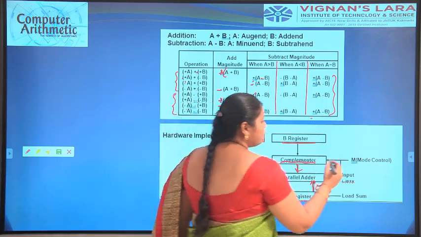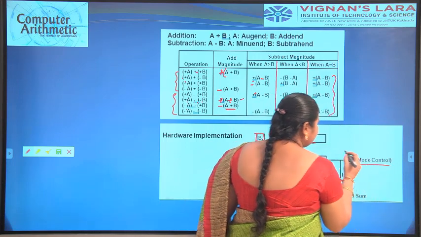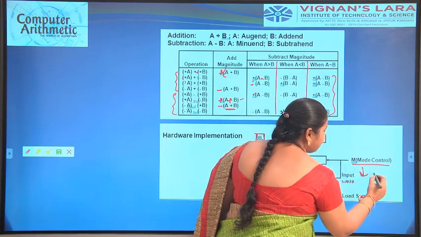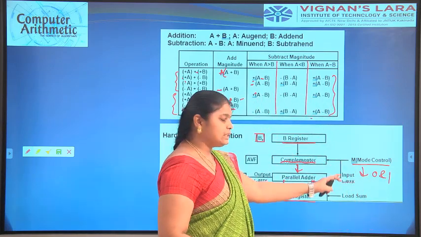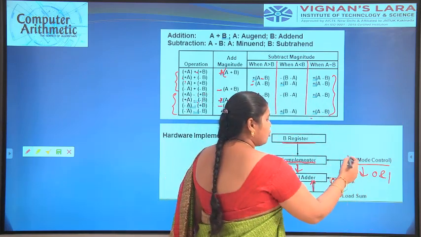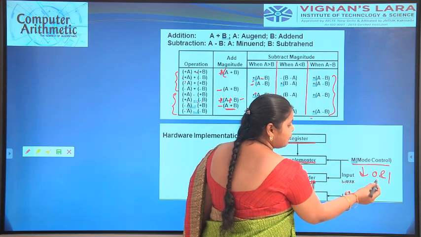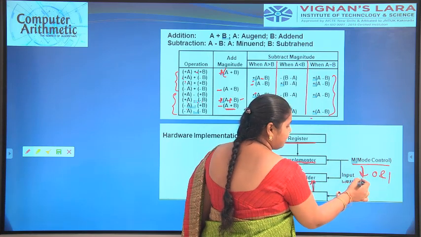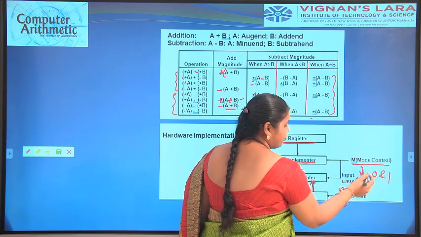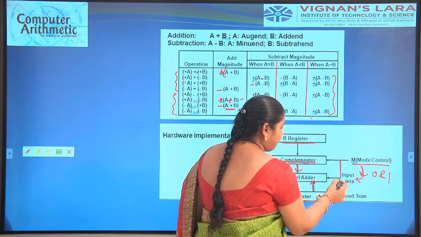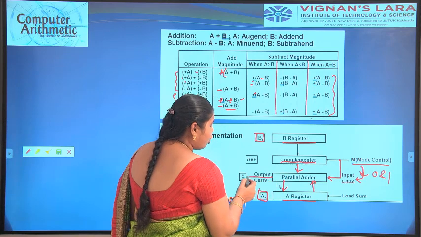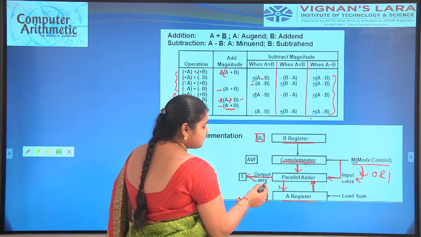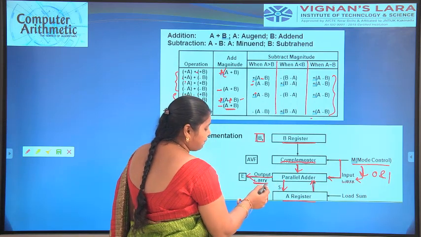Okay, here is the mode control. Mode control means the input operations can be done by using zeros and ones. Mode means whether the input is 0 or 1. The data is transferred by using the mode control, and the input is transferred to the parallel adder. The resultant output will be added to the output carry. If any carry occurs, it is represented here.